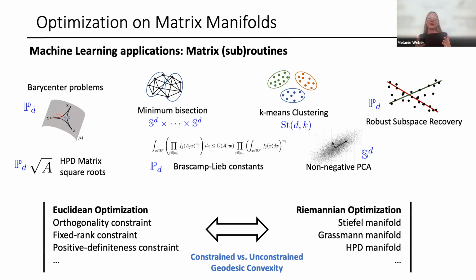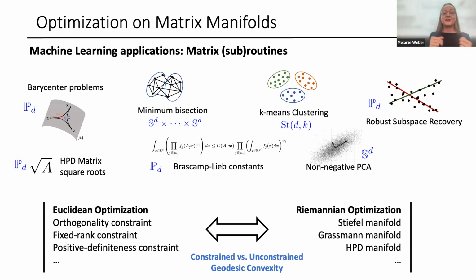So classically, one might approach a problem of that form with Euclidean optimization methods. If we have a function that's defined on matrices, matrices can be seen as vector spaces, so we can use classical Euclidean optimization tools. In that case, the constraint that characterizes the class of matrices that we're working with enters as a constraint. So if we're optimizing over orthogonal matrices, then we have an orthogonality constraint. Or if we're optimizing over positive definite matrices, then we have a positive definiteness constraint.